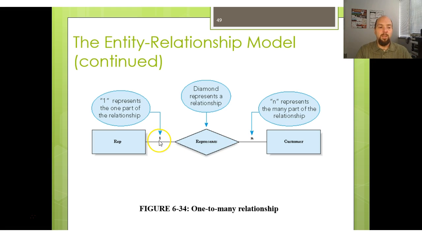And the way that we do this is by putting the little numbers here. So for each one representative, they could represent any number, many customers. So this is what's called a has a relationship. Each rep has a customer. Each customer has a rep. And we want to look at it both ways.